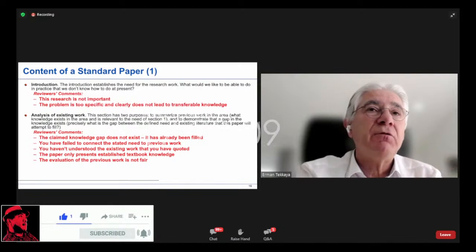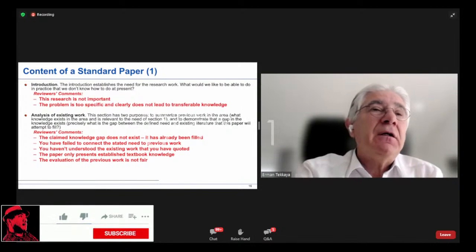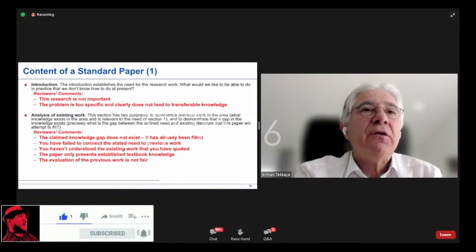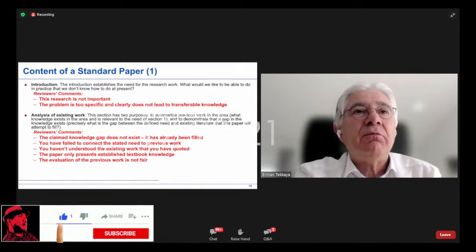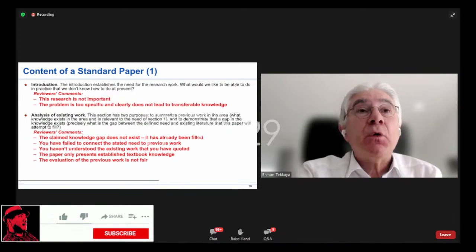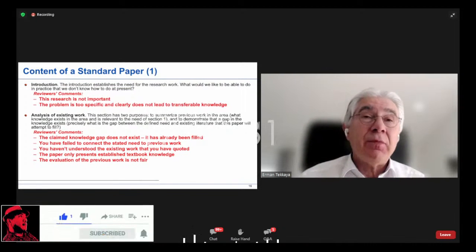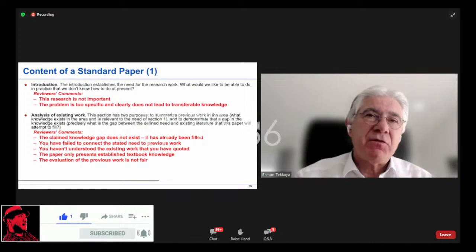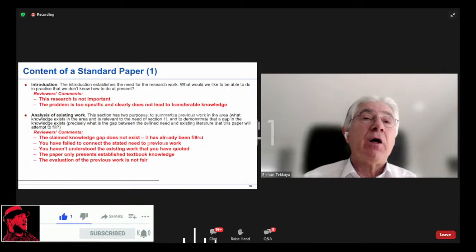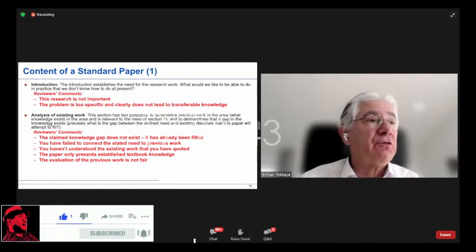For instance, let me give you an example. You might write, it is a considerable problem to press the left door of a Mercedes car in the color blue. Okay, so if this is the problem, there is no transferable knowledge. It's a very specific problem. So you have to make the introduction clear that the problem you are considering is an interesting problem.